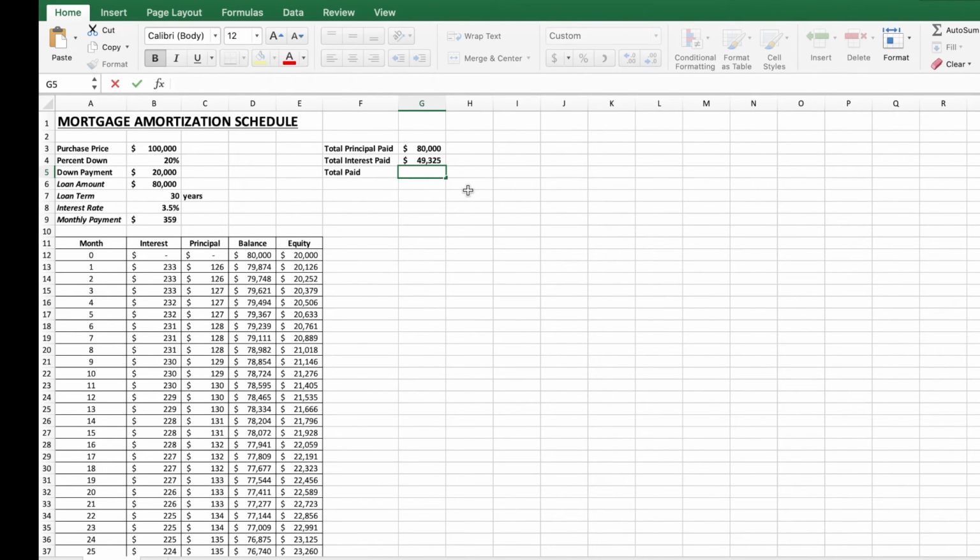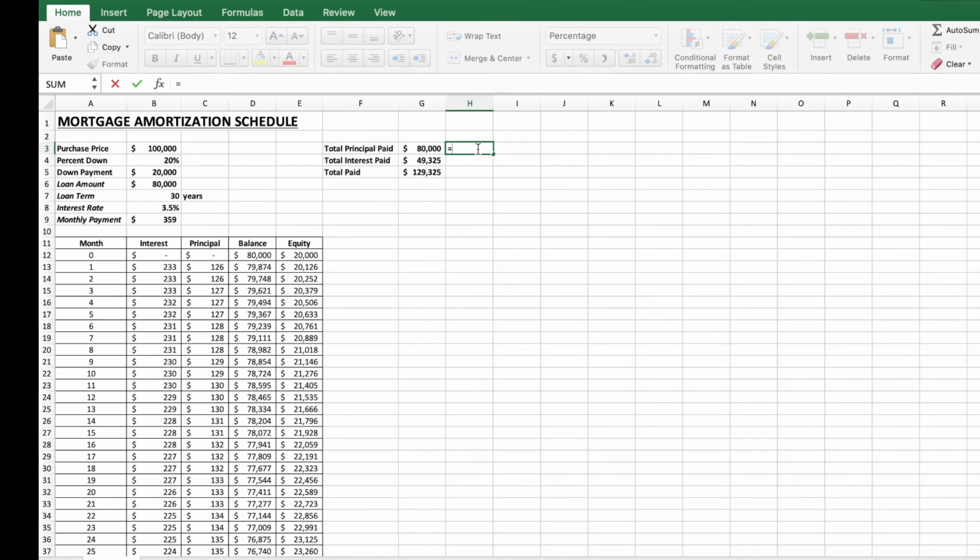$49,325. So to find the total amount we've paid towards our mortgage, I'm going to press equal to the principal payments plus the interest payments. So the total amount that we paid towards our mortgage was $129,325.